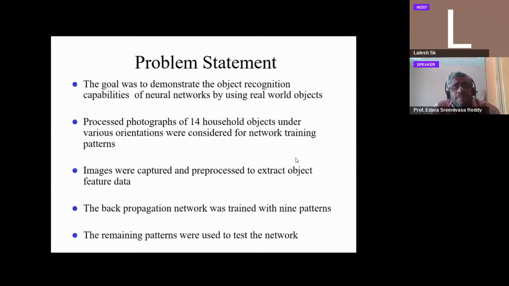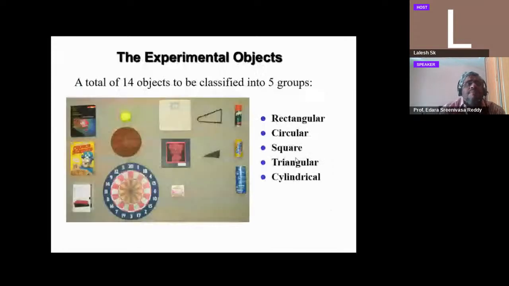And now the backpropagation network is trained with 9 patterns. We have taken 14 patterns. Among them, 9 patterns are used for training, and the remaining 5 patterns are used for testing. See, this is a total of 14 objects to be classified into 5 groups.